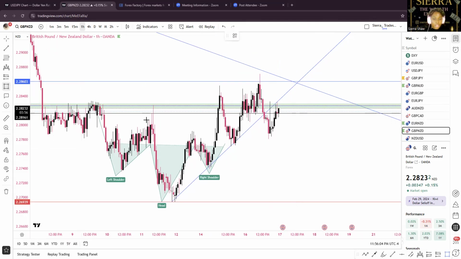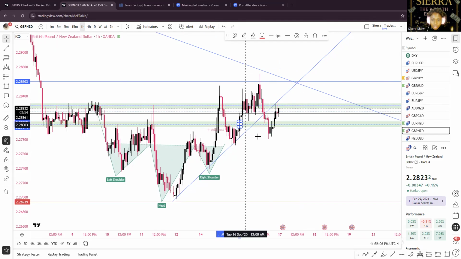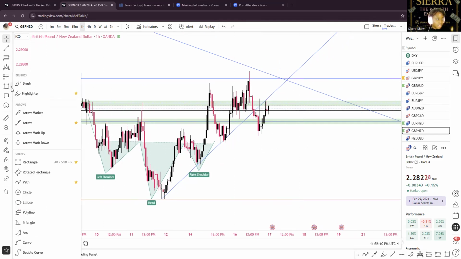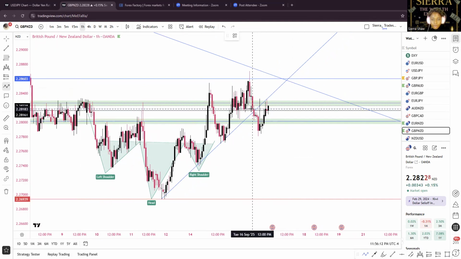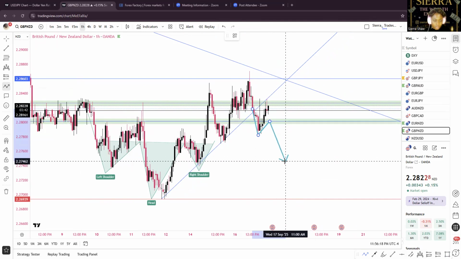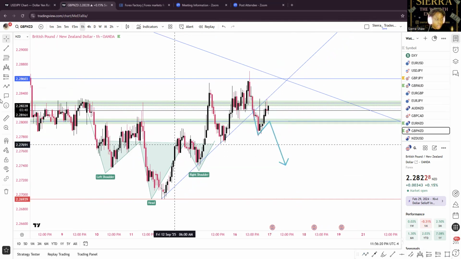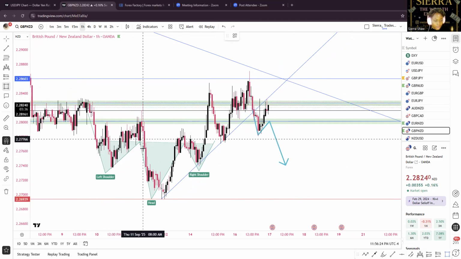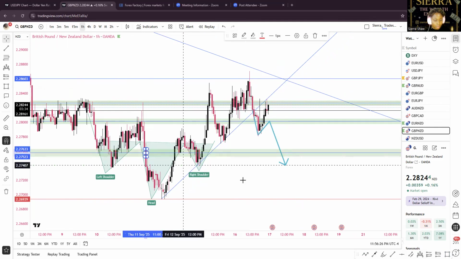So I say we're looking for sales, but that's only if price comes and breaks underneath this structure here, okay? And then we can look for sales down to the next zone. And our next zone is here with this fair value gap right here. All right.